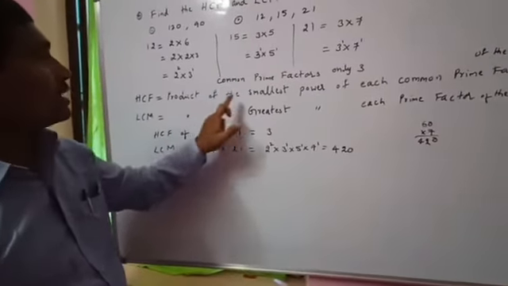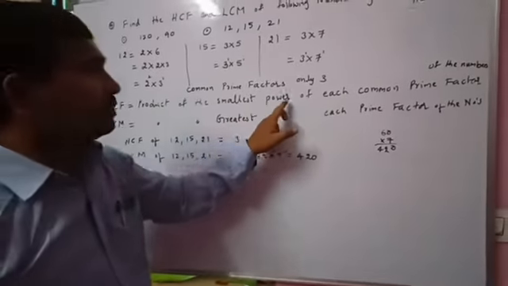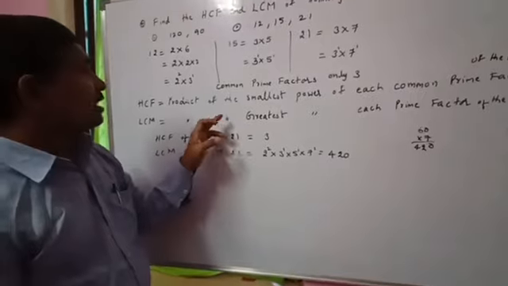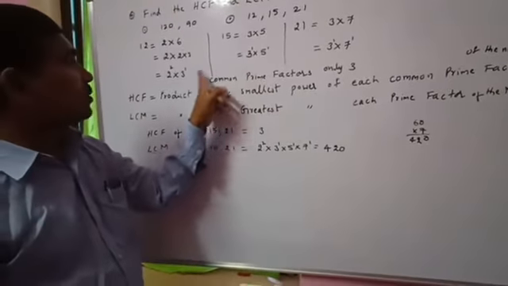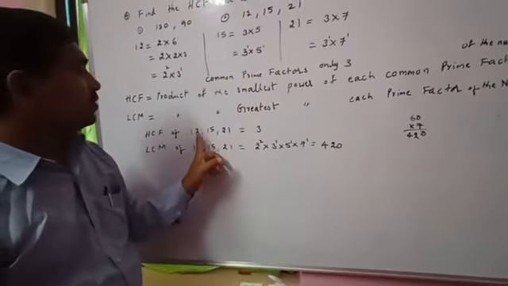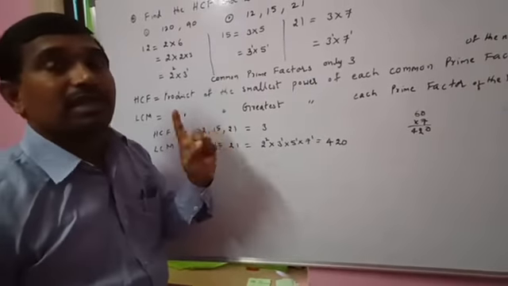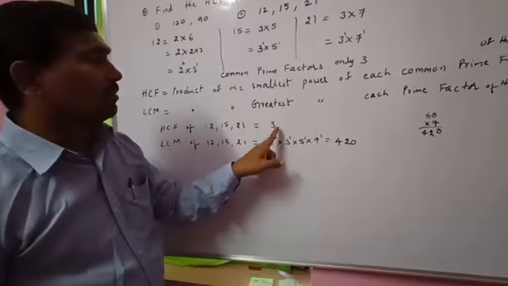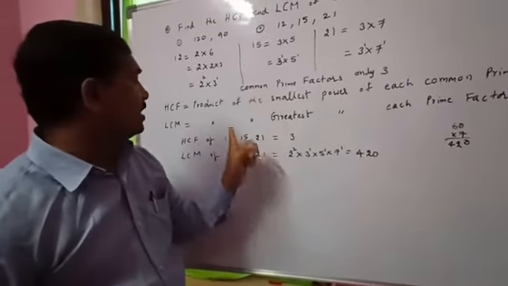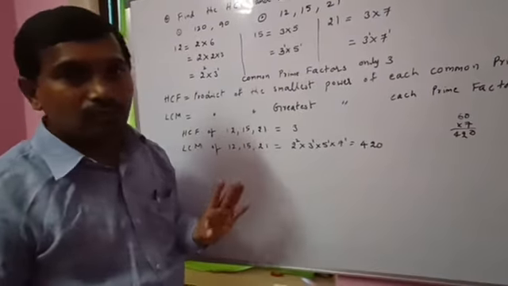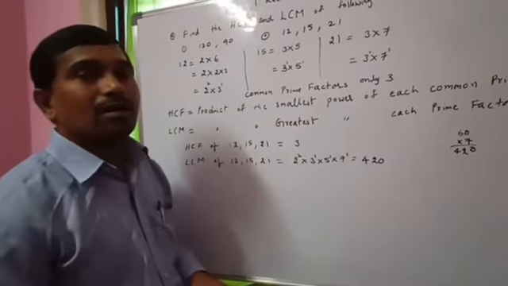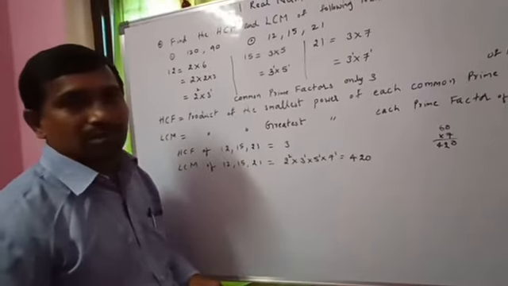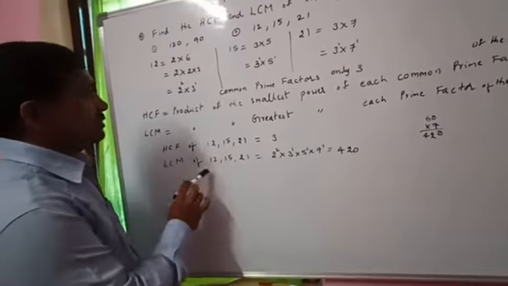So HCF is the product of the smallest power of each common prime factor. So what is the common factor? Only 3. What is the least power? 1. So 12, 15, 21 has only 3 as the common factor. The least power of 3 is 1. 3 power 1 is 3. So HCF of 12, 15, 21 is 3. Only highest common factor. 3 is the only common factor. That is the highest. Next, LCM.